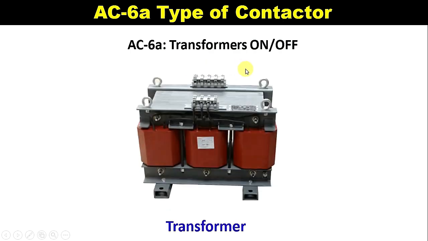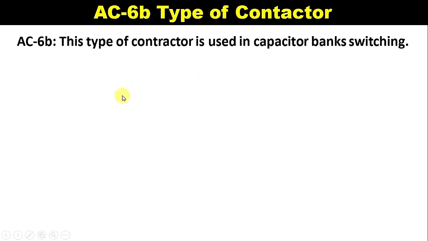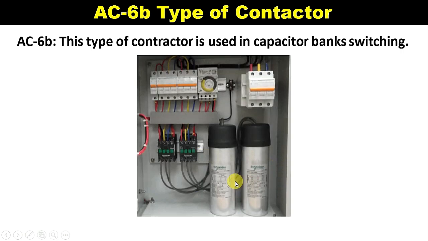After this, the AC6A type of contactor. We use this contactor to turn on and off any transformer. If I want to turn on or turn off this transformer through a contactor, then we will use the AC6A type of contactor. After this, the AC6B type of contactor. We use this contactor mostly to turn on and off a capacitor bank. If I want to turn on and off this capacitor bank through any contactor, then the type of contactor we will use here must be AC6B.